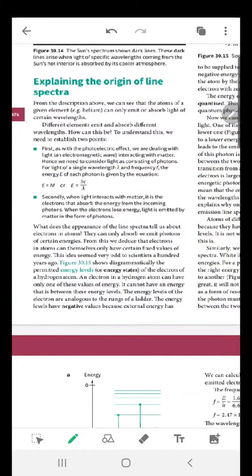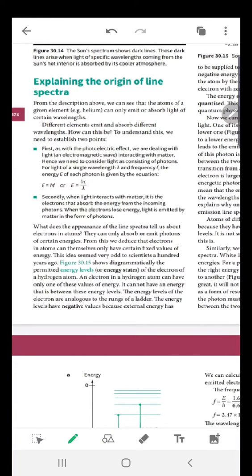Hello everyone. So today I'm going to explain where these line spectra are actually coming from. What is making these wavelengths be created, and how are these line spectra getting absorbed and these black lines forming? I'll explain this particular concept today.